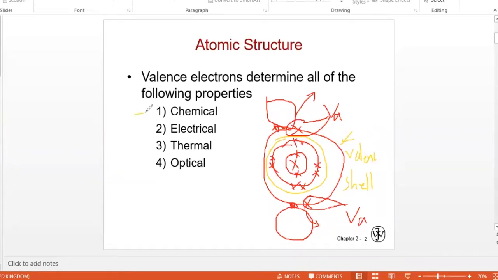Chemical properties are the properties about the reaction, right? If sodium is reacting with chlorine, that is a chemical property, because sodium reacts with chlorine and forms a new compound. This kind of reaction we call chemical properties. Electrical property is the property of conducting electricity or not conducting electricity. They all are electrical properties.